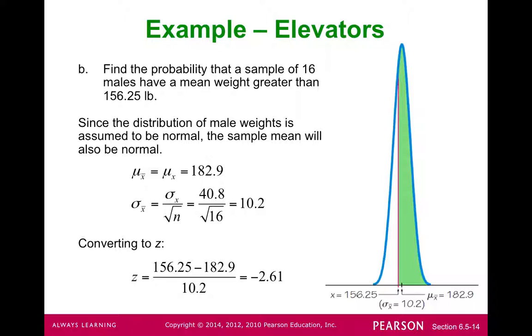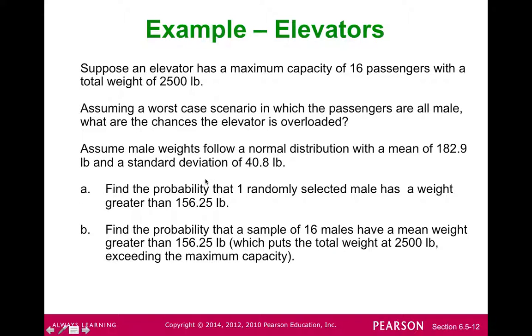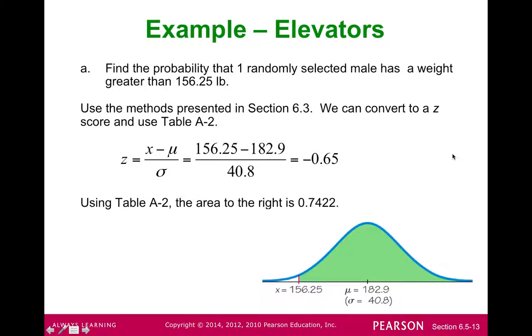Since the distribution of male weights is assumed to be normal, the sample mean will also be normal. That means we can assume that our mean and our sample mean here is the same thing. So that 182.9 that was given to us in the problem, this mean, we know we can use here.